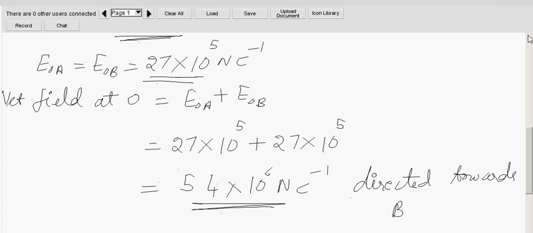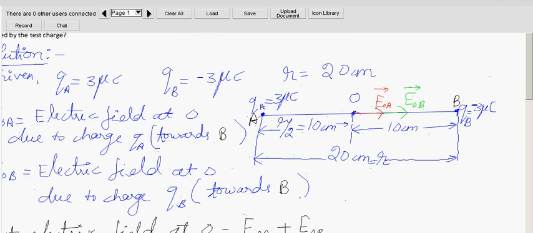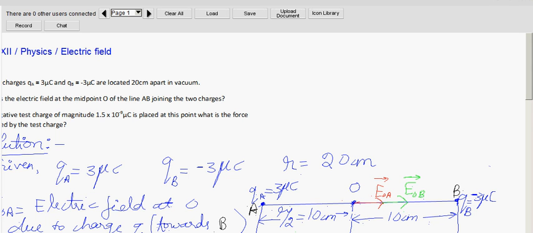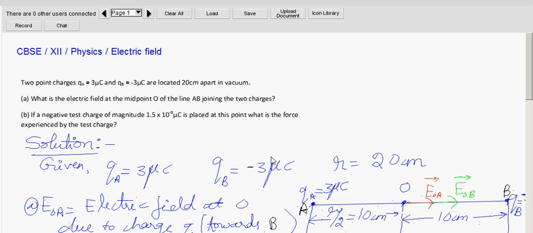Now what is the second question? The second question says, if a negative test charge of magnitude 1.5 into 10 to the power minus 9 microcoulomb is placed at this point, what is the force experienced by the test charge? Now place a test charge of 1.5 into 10 to the power minus 9 microcoulomb at point O. What is the force?